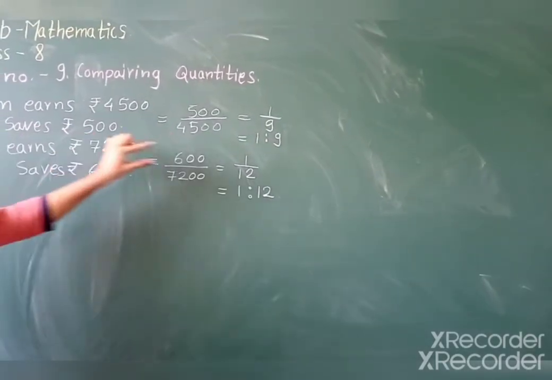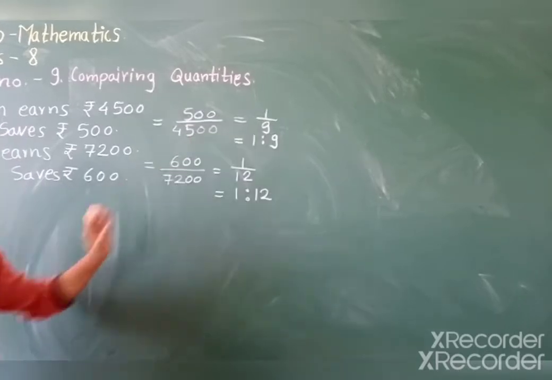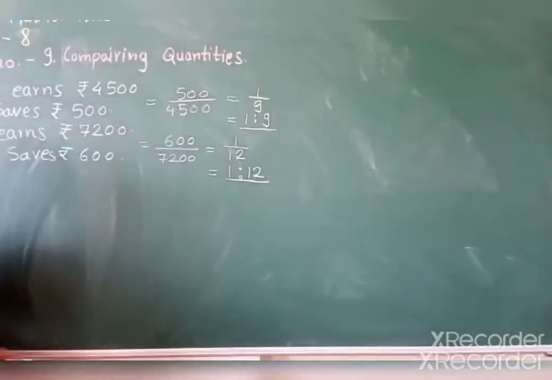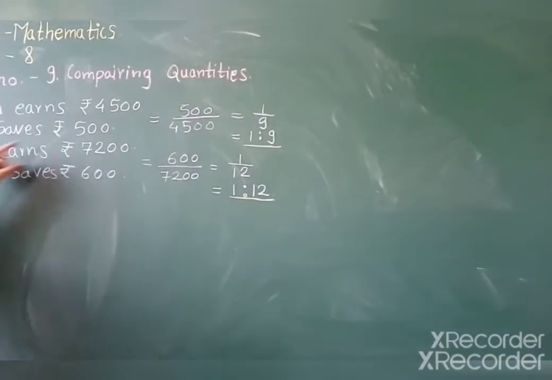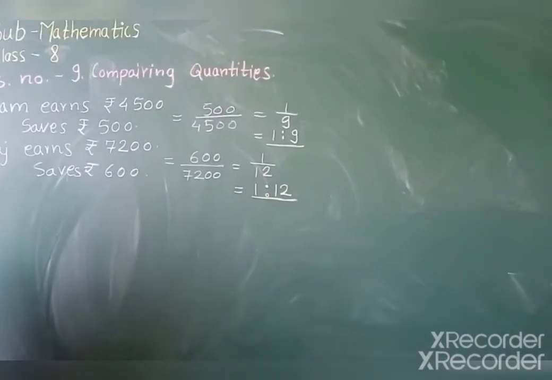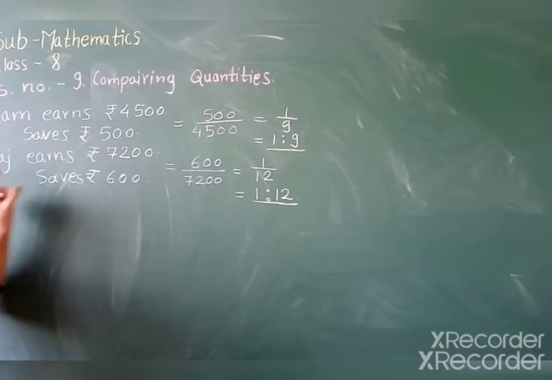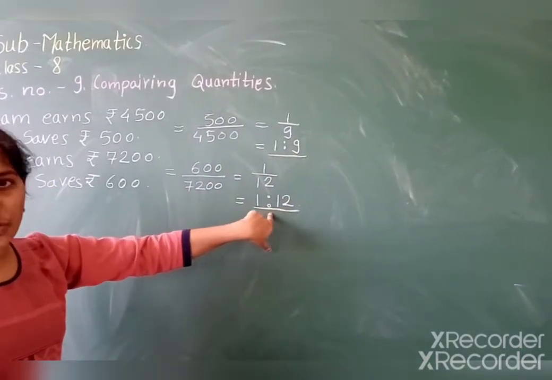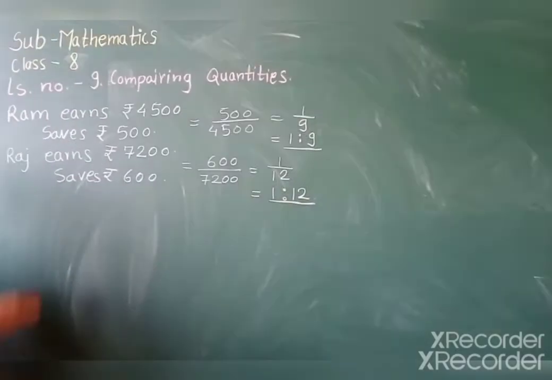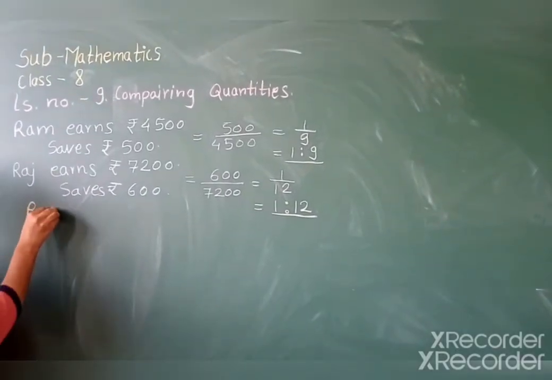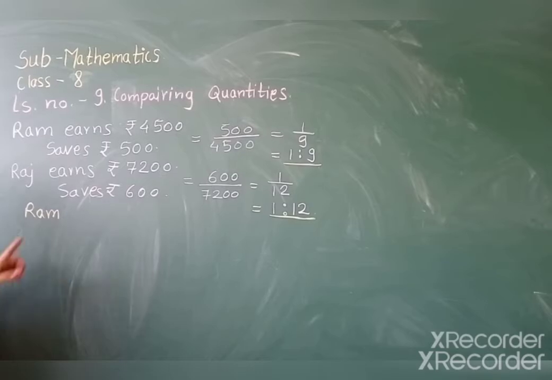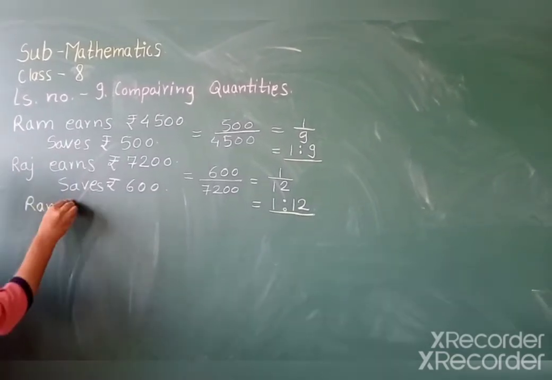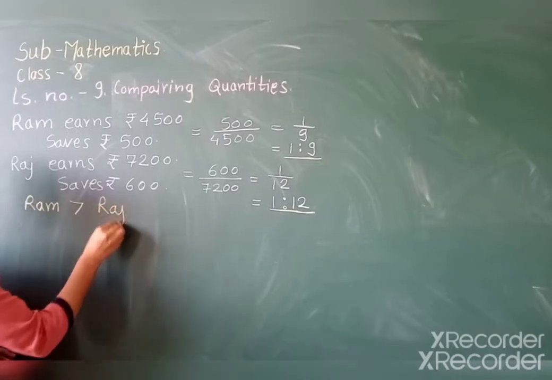Now we have the simplest formats, 1:9 and 1:12. Let's compare both the ratios. So here Ram's ratio, that is 1:9, is greater than 1:12. So it means Ram's saving is greater than Raj's. Ram's saving is greater than Raj's.